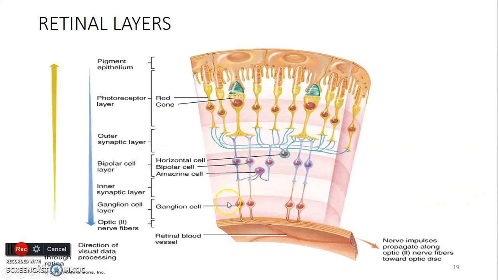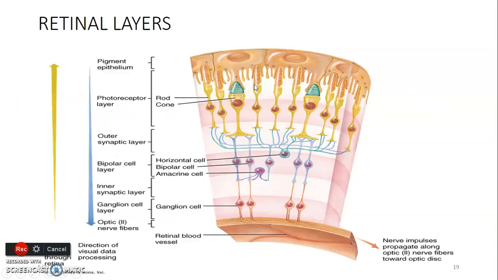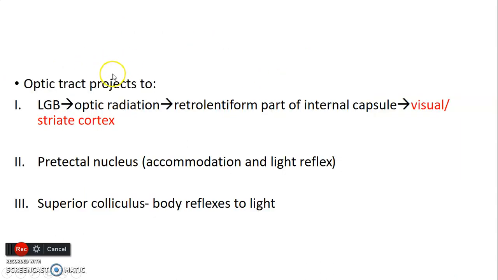So this is your retina. So you have your photoreceptors that will synapse with bipolar neurons. You can see they are bipolar. These synapse with ganglion cells, and these ganglion cells are what will form your optic nerve. So the optic nerves of the right and the left will meet at the chiasma, and from the chiasma you get your optic tract. So from the optic tract, what happens?